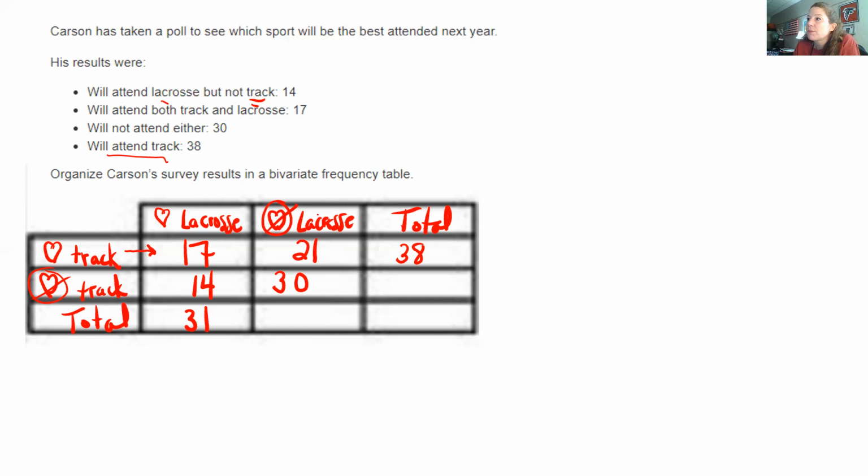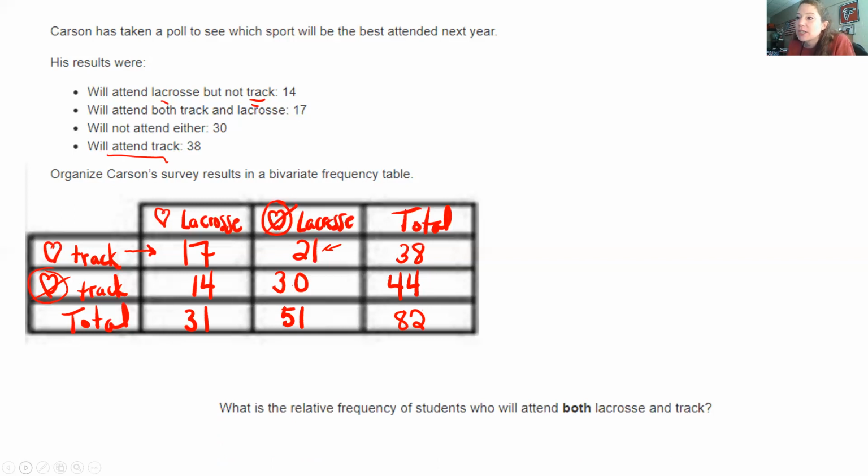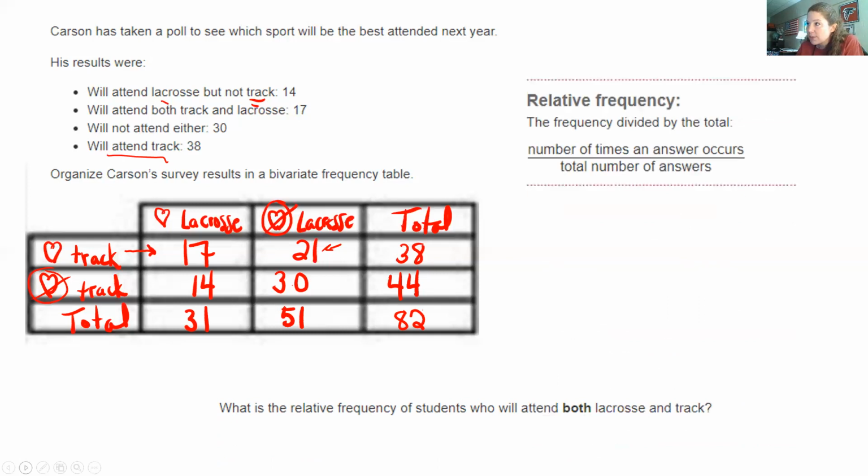Okay, so the total number of people who do not attend lacrosse, we're going to go straight down and add and get 51. And then when we add 14 plus 30, these 44 people do not like track. So then to make sure I had this number right, I got to make sure my total column and my total row are the same number. So I'm getting 82. And this equals 82. So I know the answer is correct. Okay. Now the question is, what is the relative frequency of students who will attend both lacrosse and track? So what is relative frequency?